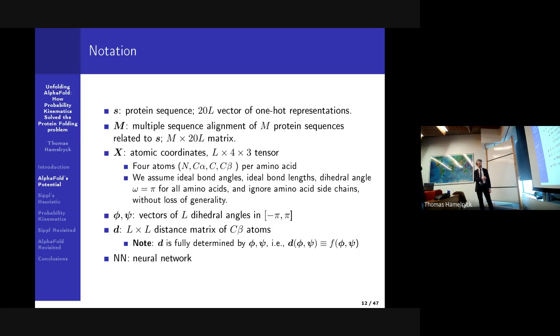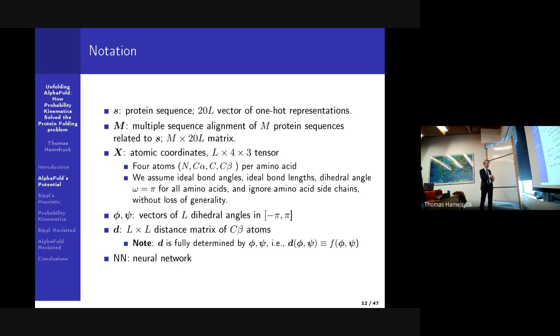And then we have D. This is a distance matrix. It tells you which amino acids are closer to which other amino acids. We're only going to use one atom per amino acid. We're not going to involve all atoms. We're just going to use one, and that's the C beta atom. This is a representative atom that tells you approximately where an amino acid is located.